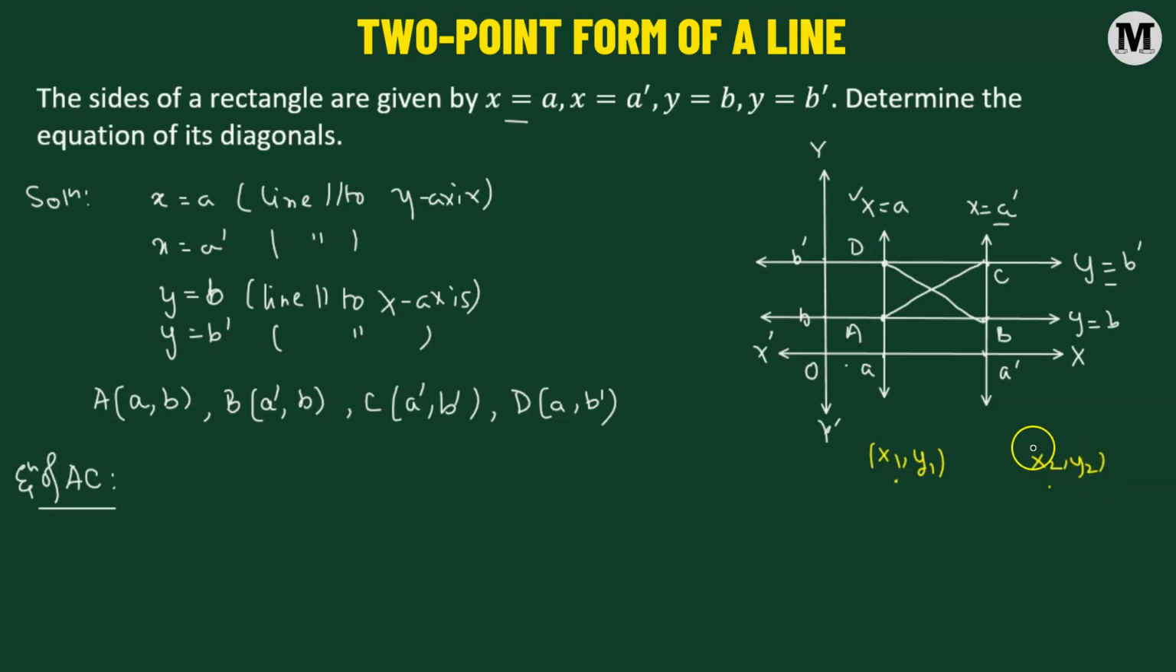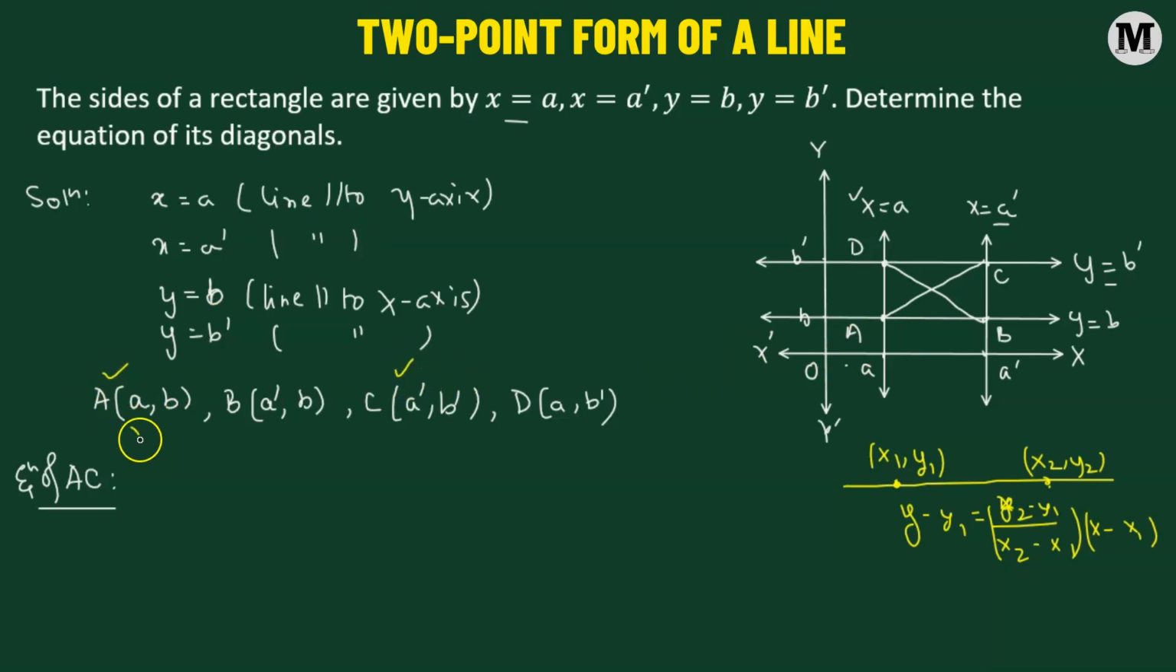are its coordinates. If we have a straight line that passes through these two points, then the equation of that line will be given by y minus y1 equals y2 minus y1 divided by x2 minus x1, whole multiplied to x minus x1. So we can use this particular formula to find out the equation of the diagonal. So let's start with the diagonal AC.